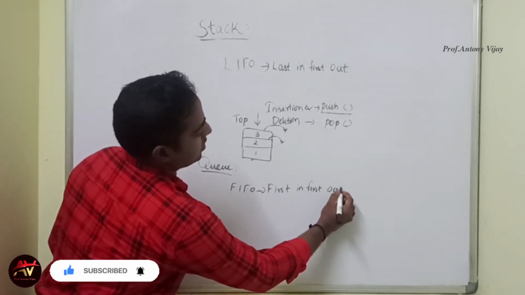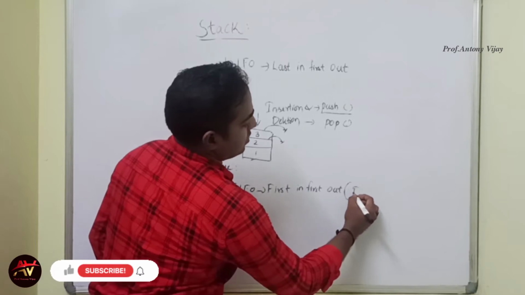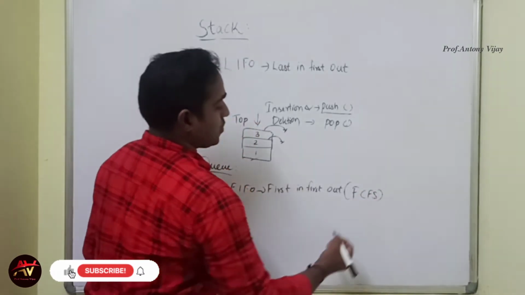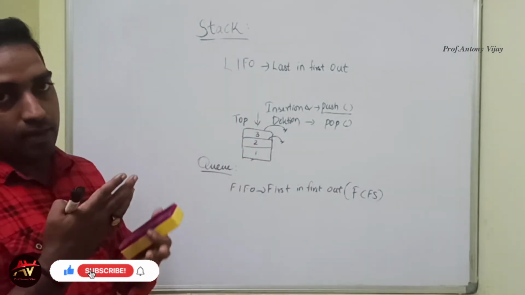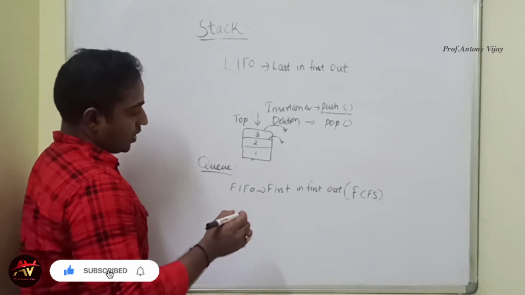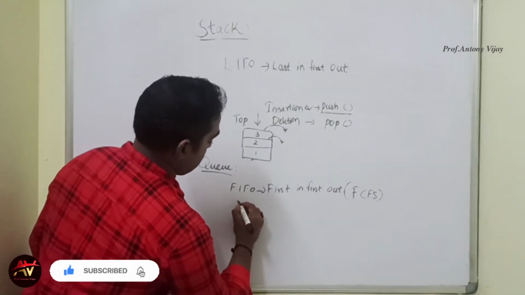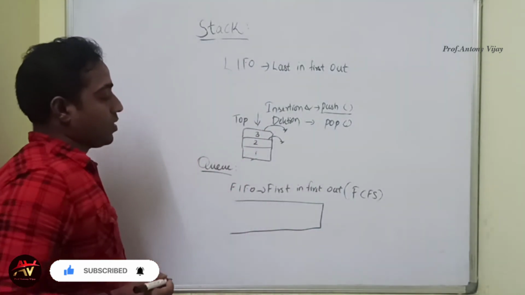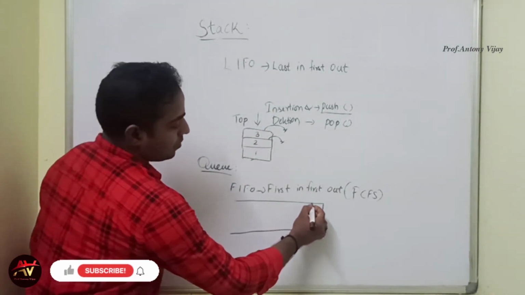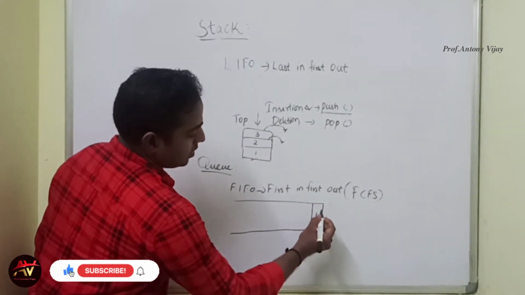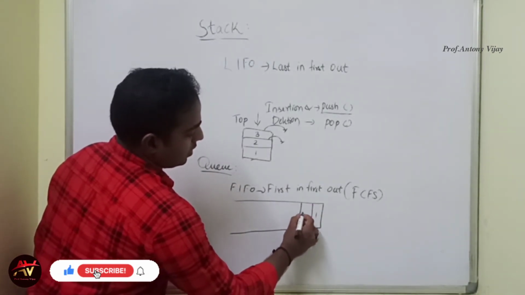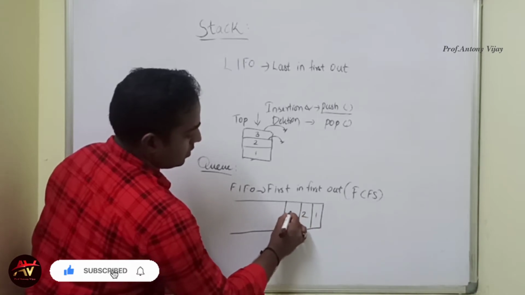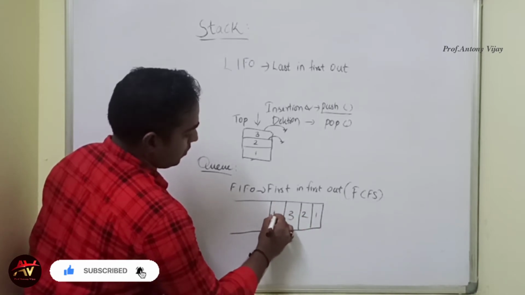That is, you can say it as FCFS, first come, first serve. Those who are coming first, they will be served first. For example, for a queue, this is the first person standing in the queue, then 2, 3, 4, 5.